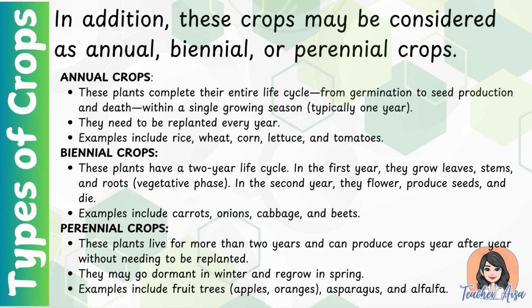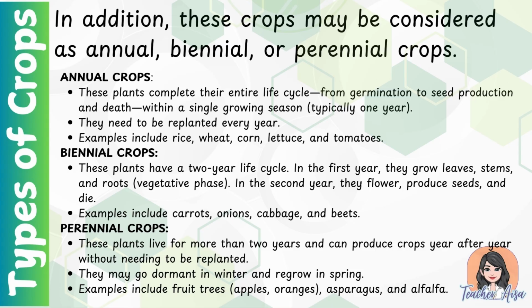Biennial crops. These plants have a 2-year life cycle. In the first year, they grow leaves, stems, and roots, the vegetative phase. In the second year, they flower, produce seeds, and die. Examples include carrots, onions, cabbage, and beets.